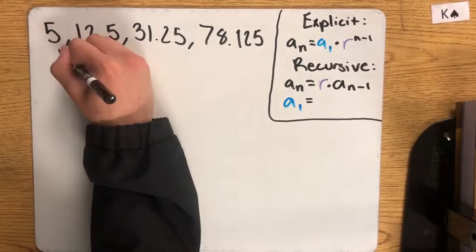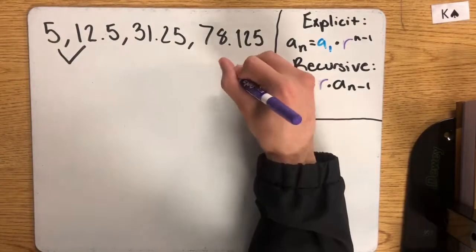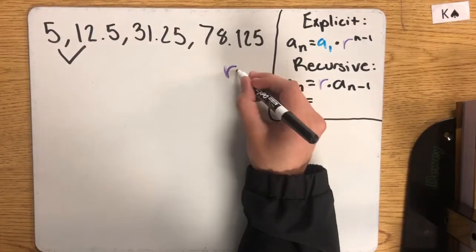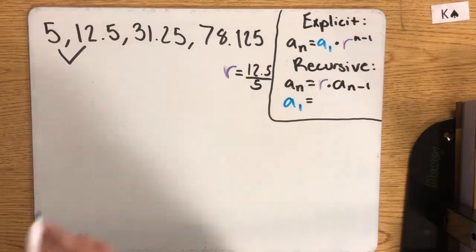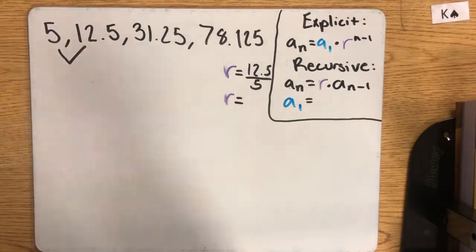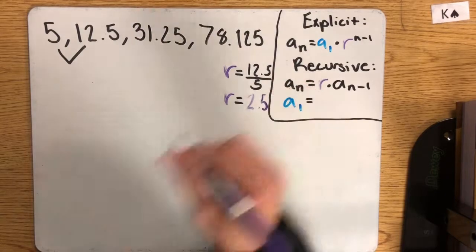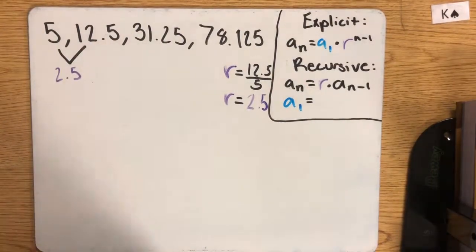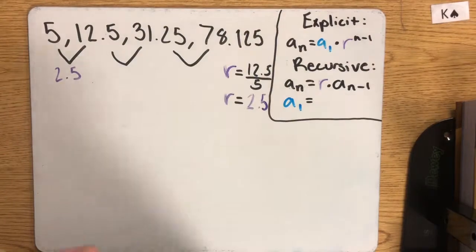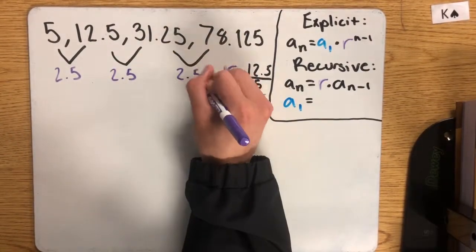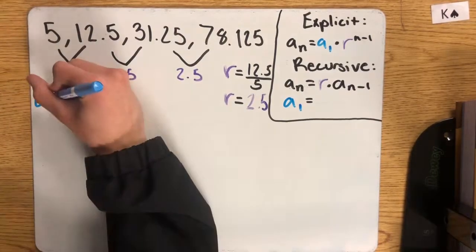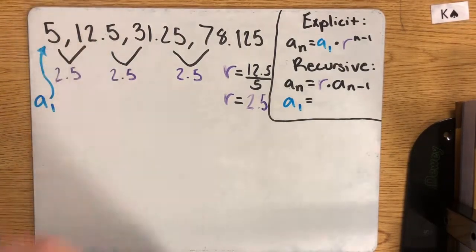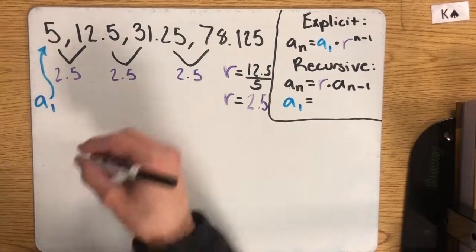We then want to identify our common ratio. We divide 12.5 by 5, and our common ratio will come out to be 2.5. We then want to identify a of 1, which is our first term. In this case, it will be 5.